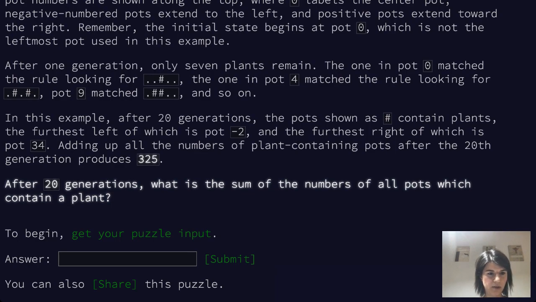So after 20 generations, what is the sum of the numbers of all pods which contain a plant? All right, so we have an initial configuration, and then we can look at every single one of them, find them in the other instructions, write down the next generation, and then count those that have a plant. Okay.